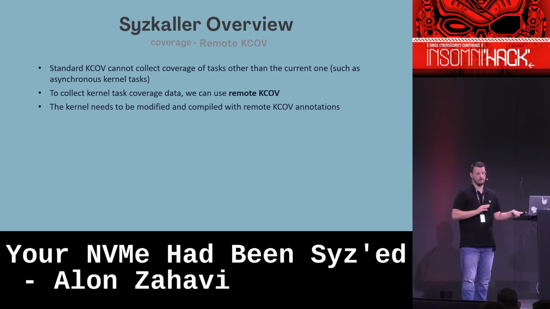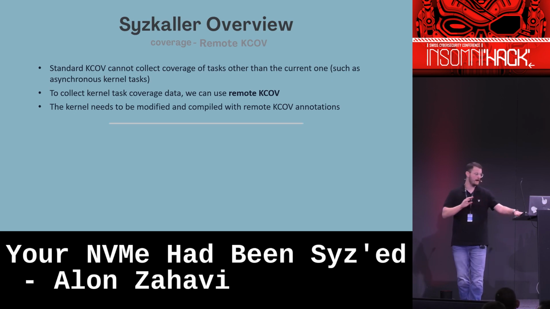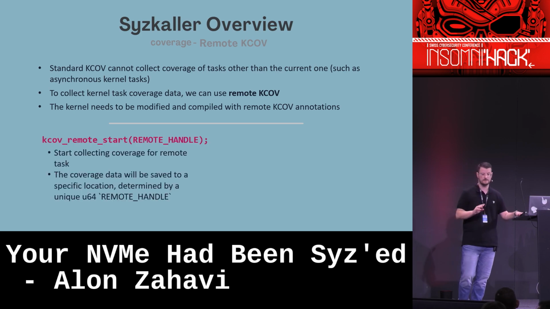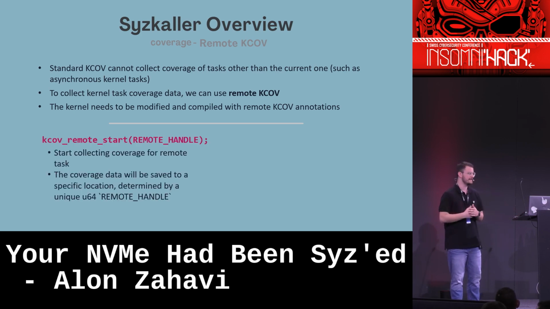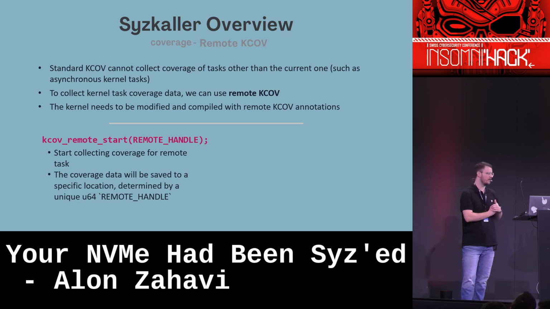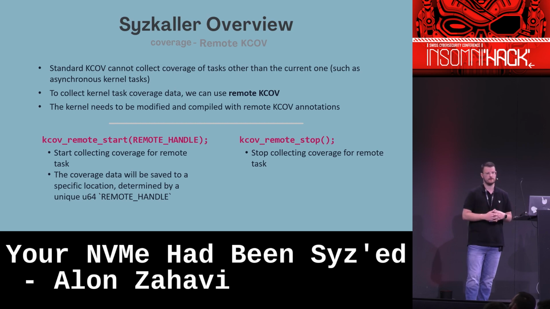The con for remote kcov is that the kernel needs to be modified and recompiled with another kcov annotations for it to work. Okay, so we can use 2 functions. We have the kcov remote start that gets a unique remote handle. This is just an unsigned 64 integer that tells us where we should save the coverage collection. And to stop the collection, we just use kcov remote stop.